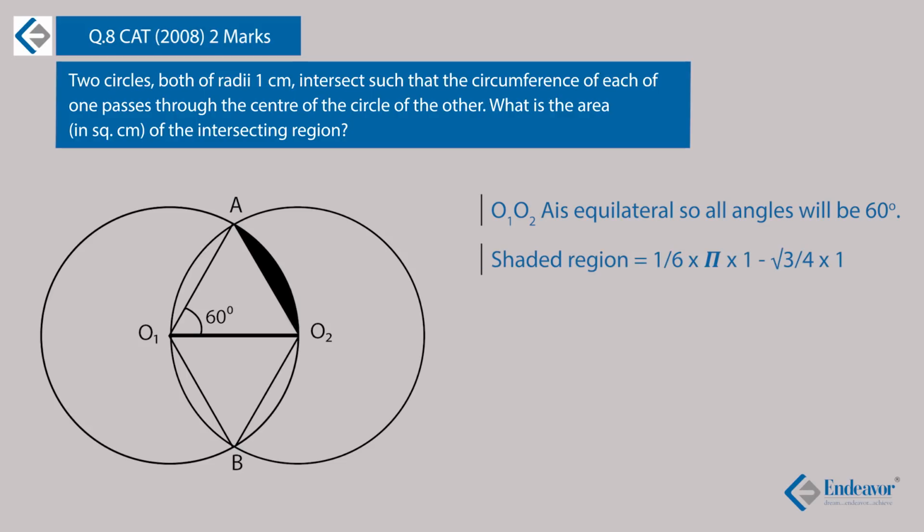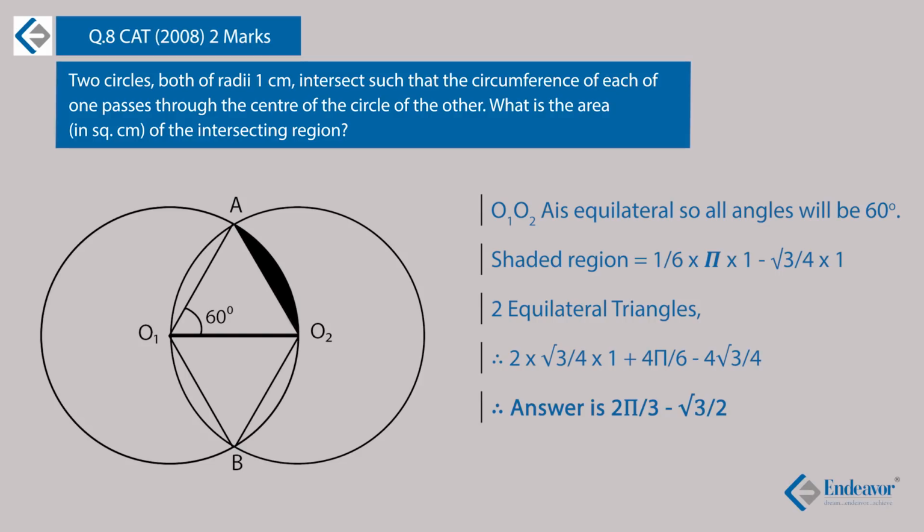How many such shaded regions are there? Actually, there are 4 such shaded regions in this complete answer. So I have to find 4 times pi by 6 minus root 3 by 4, plus 2 times the equilateral triangles. Which are the equilateral triangles? O1 O2 A and O1 O2 B. If I add them all, I get my answer, which is 2 pi by 3 minus root 3 by 2, which is the area of the intersecting region.